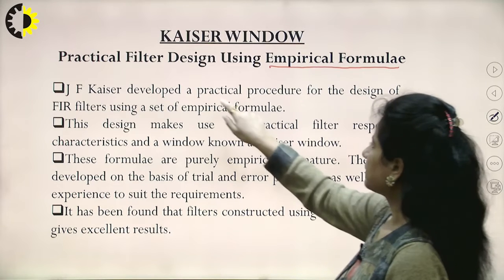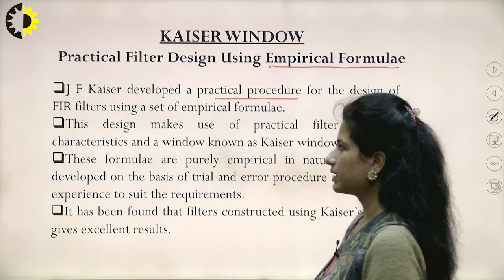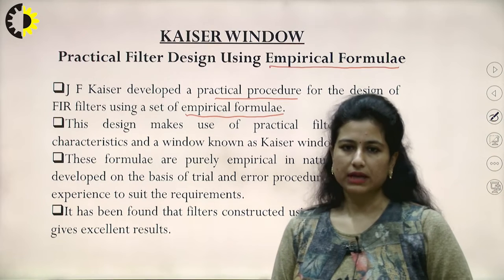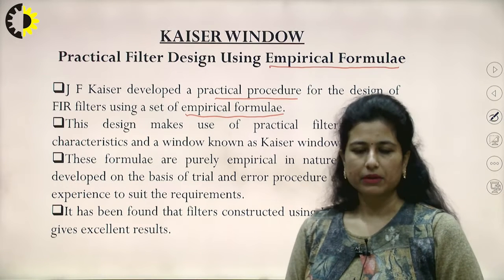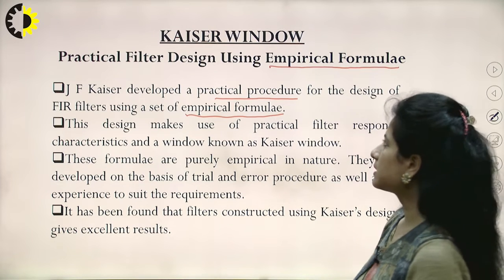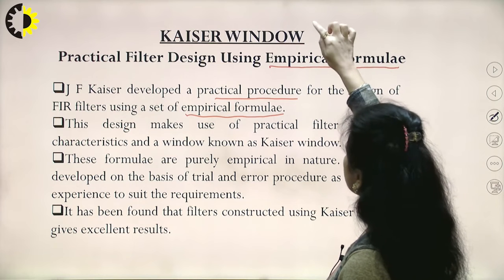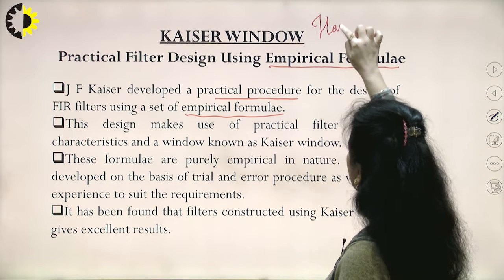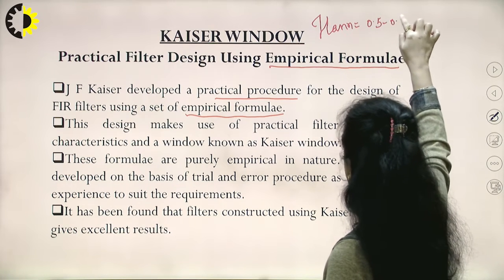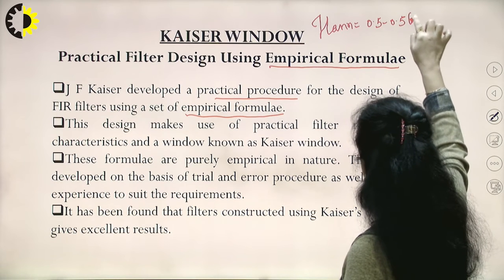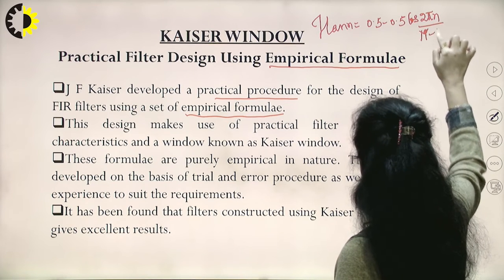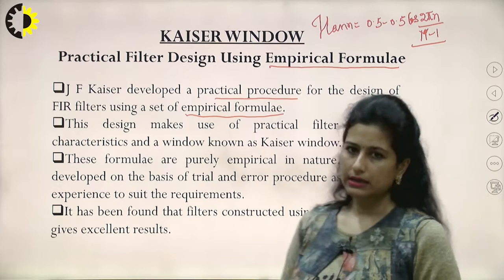So J.F. Kaiser developed this practical procedure for the design of the FIR filter, which uses certain kind of empirical formulas. The windows that we had discussed previously, like the Hamming window, Hanning, Bartlett and Blackman windows, were also having certain formulas which had a fixed nature. For example, if we talk about this particular Hanning window, the coefficient that we were defining in that window was fixed, like 0.5 minus 0.5, and the basic function that we were using was a cosine function whose range was varying depending upon the length of the filter that we are going to design.